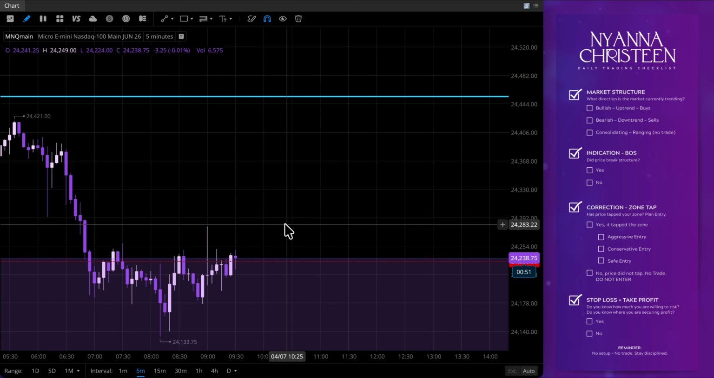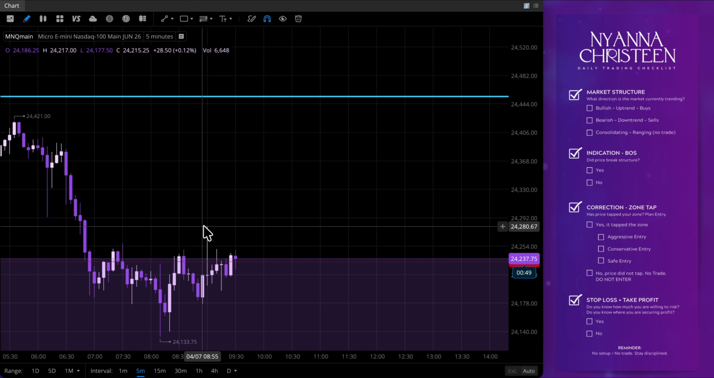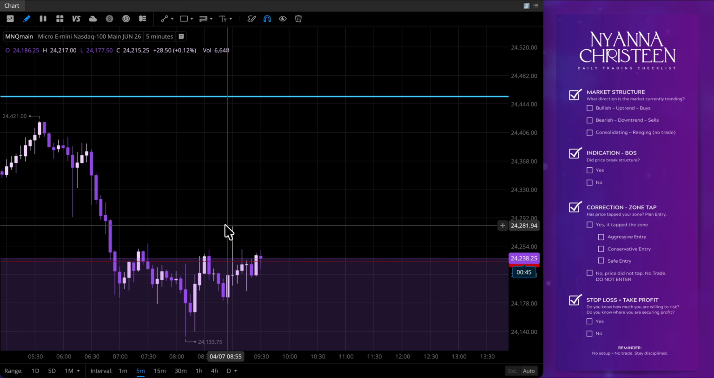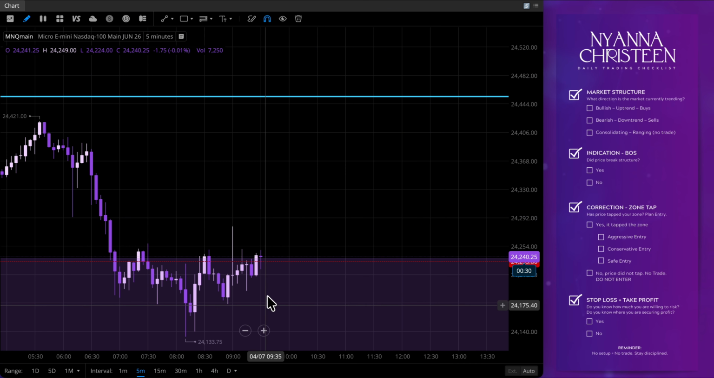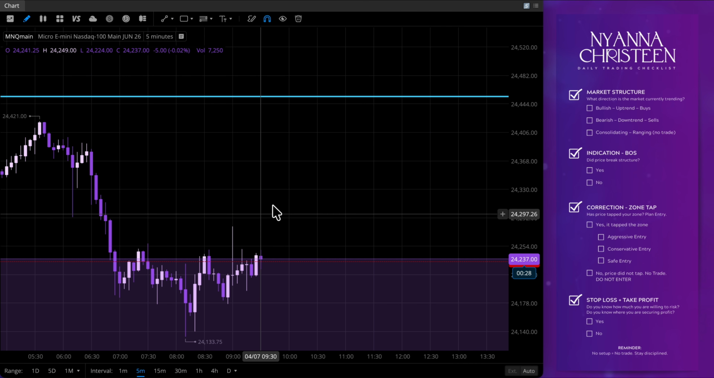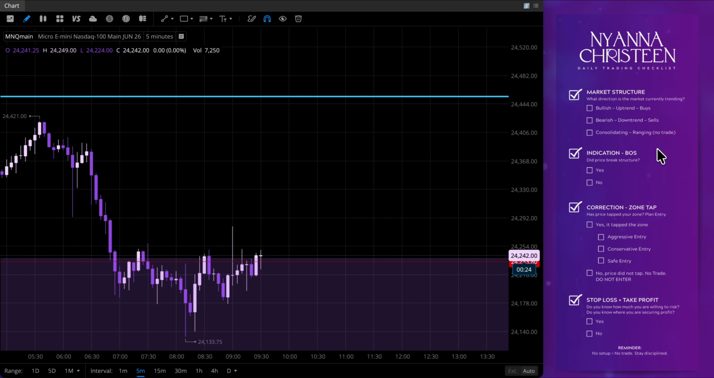1 minute till market open. If it breaks here, this will be a minor breaker structure. And I wouldn't be opposed to taking something on the minor, but it's not a high probability trade. It's not an A plus setup. So it would be a quick trade for me if I decide to take that. I don't trade the first 5 minutes of the market, so I let it play out and see what the market wants to do, and then I'll find my setup to trade.